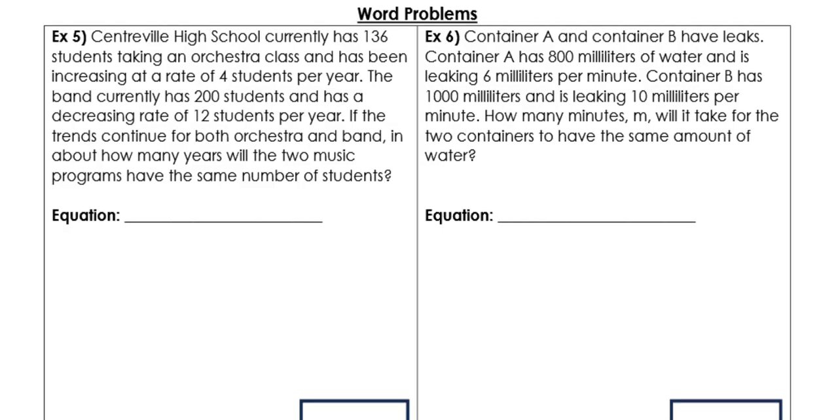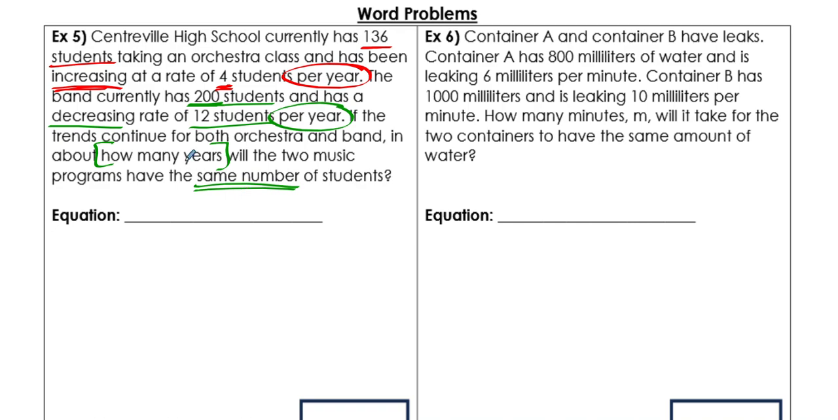Alright, we have a couple word problems. Centerville High School currently has 136 students taking orchestra class, and it's been increasing at a rate of 4 students per year. That phrase per year, that's telling us that there's multiplication happening there. It's multiplied by the number of years. Band currently has 200 students, and it's decreasing at a rate of 12 students, again, per year. That's telling us there's some multiplication happening there. If trends continue for both orchestra and band, in how many years will the 2 music programs have the same number?